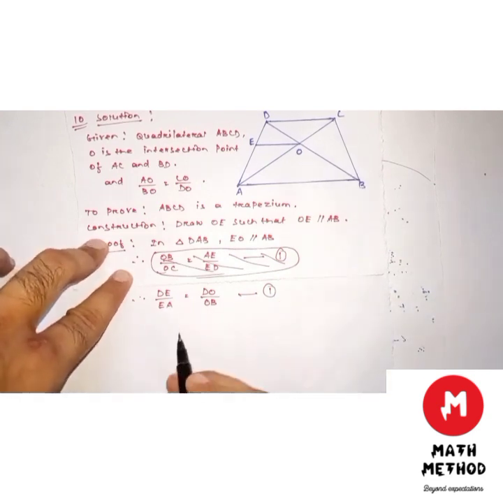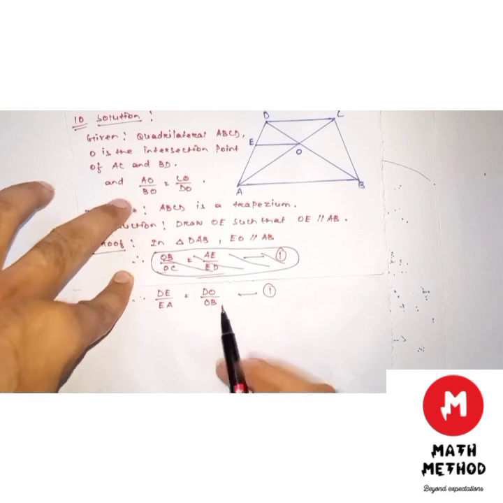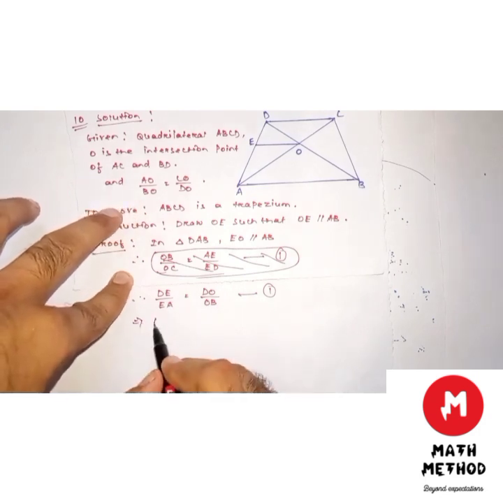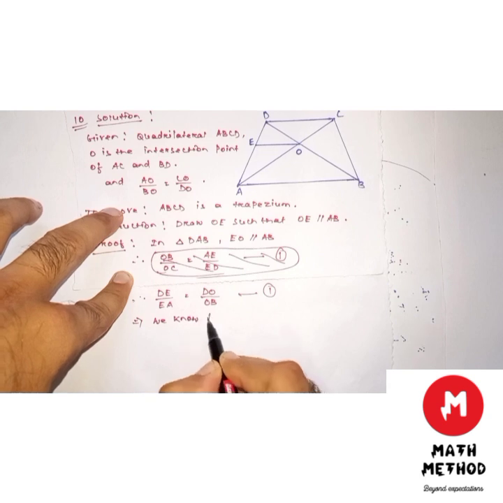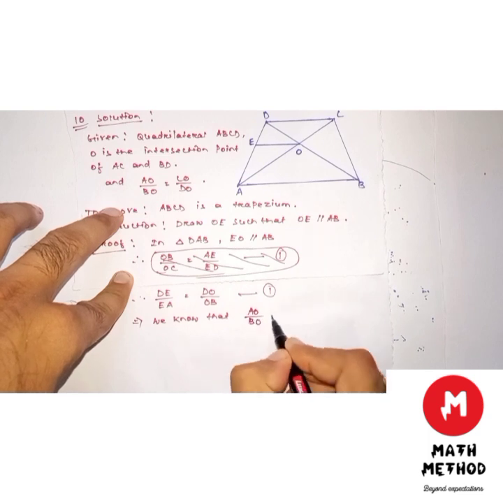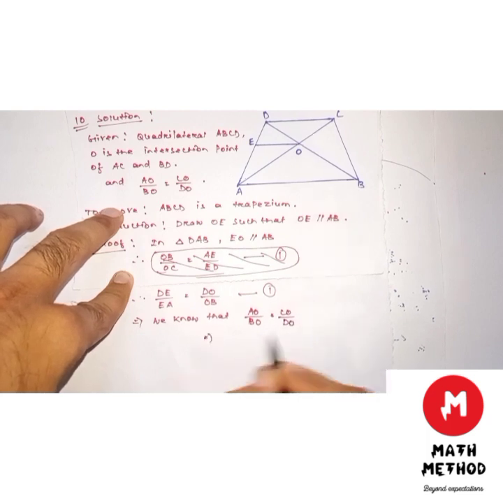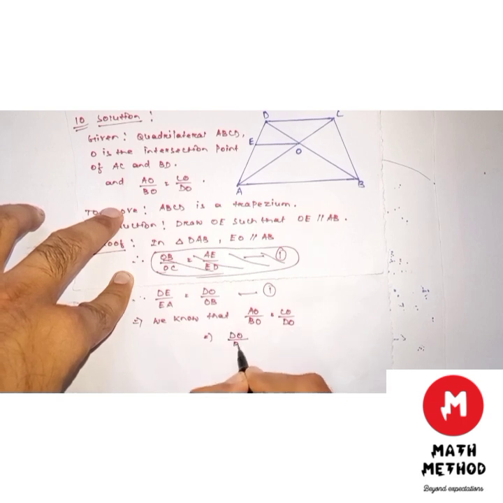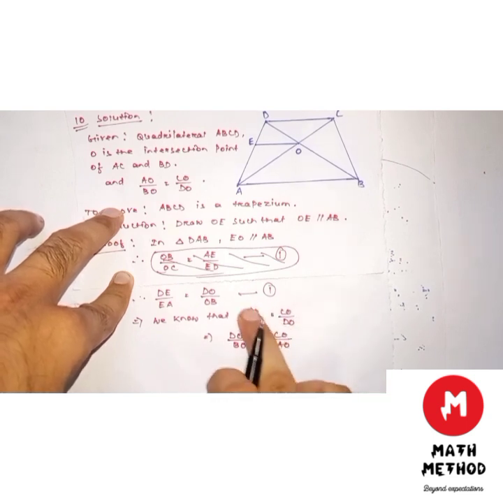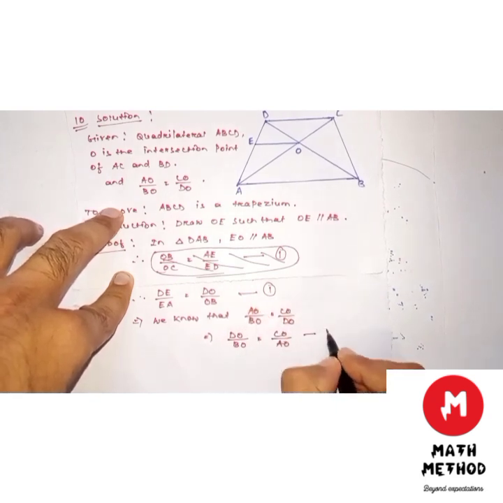Now we know that AO by OB is equal to CO by DO. Now, AO by BO equals CO upon DO. Implies if DO is transposed to the LHS, it becomes DO upon BO is equal to CO upon AO. Transpose DO and AO: the numerator will be the denominator and the denominator will be the numerator. Now this is our equation 2.